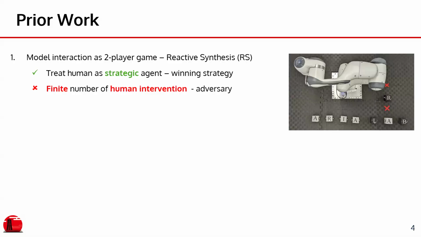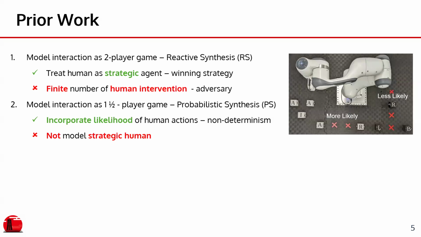These interactions can be naturally modeled using a two-player game where the human is viewed as a strategic agent, and thus a winning strategy is synthesized. But to ensure a winning strategy always exists, prior works have either assumed a bound on the number of human interventions, or the human moves are constrained to ensure task completion. For example, the human can only move blocks to the left as shown in the figure.